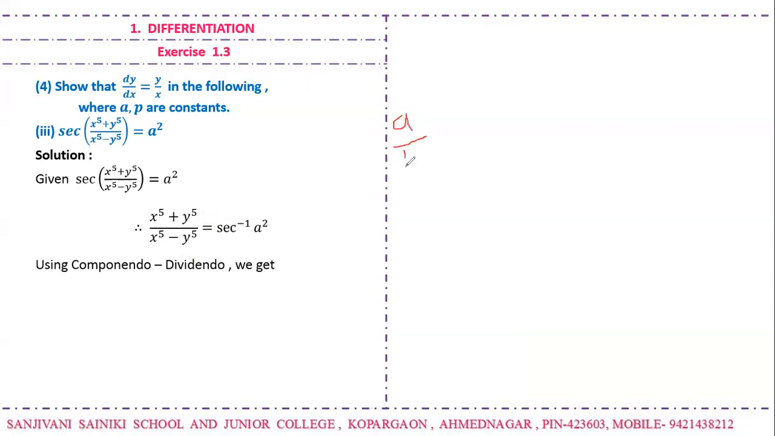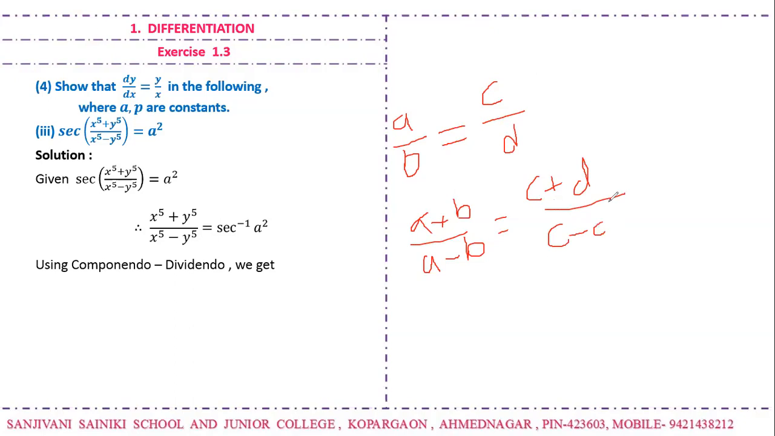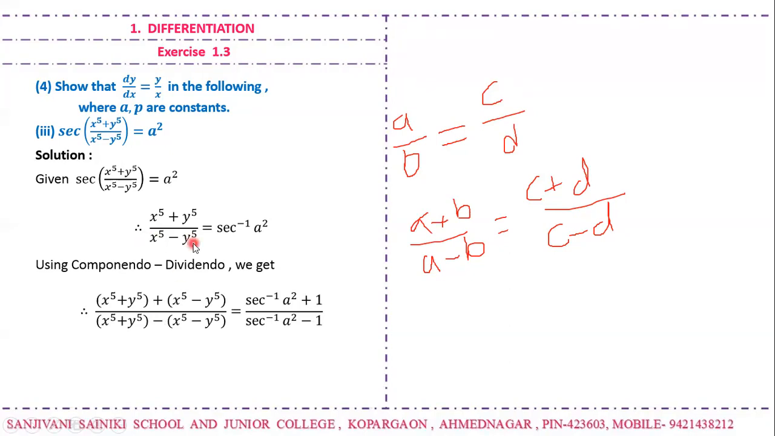Suppose a upon b is equal to c upon d, then componendo and dividendo says a plus b upon a minus b is equal to c plus d upon c minus d. This is called componendo and dividendo. Use that here. We get x raised to 5 plus y raised to 5 plus x raised to 5 minus y raised to 5 upon their difference.